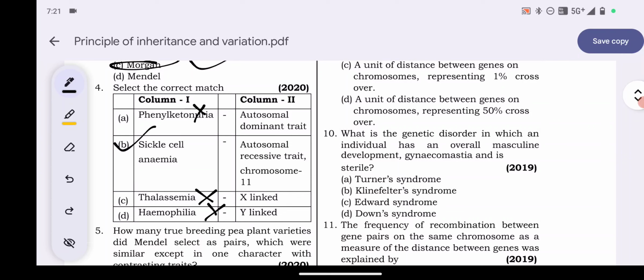Chromosomal theory of inheritance was proposed by option A Bateson and Punnett, this is wrong. Second, T.H. Morgan, this will also be wrong. T.H. Morgan is wrong. Watson and Crick wrong. Sutton and Boveri is the correct answer. Okay, option D, Sutton Boveri is the correct answer.